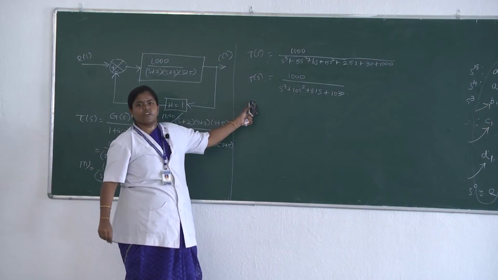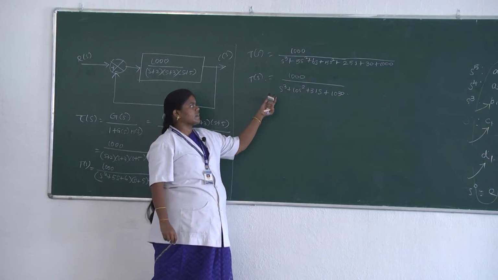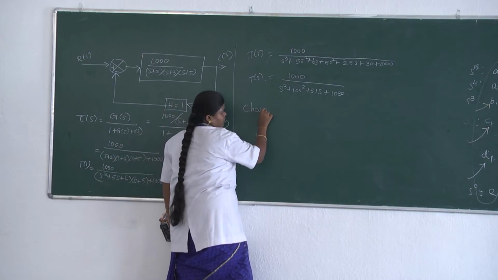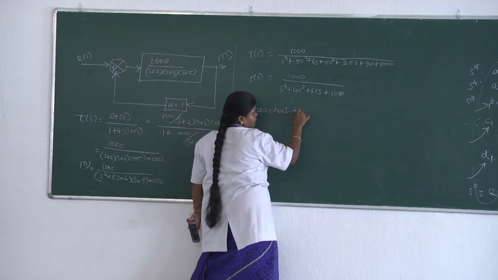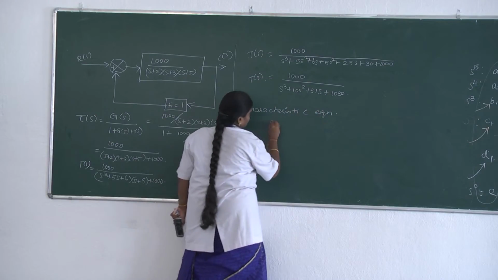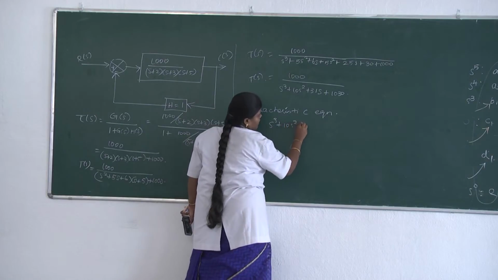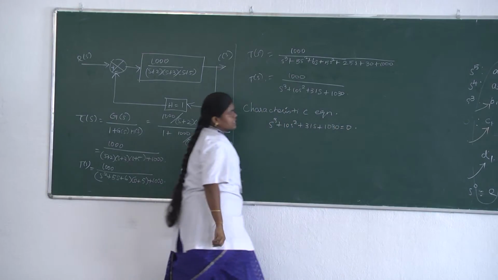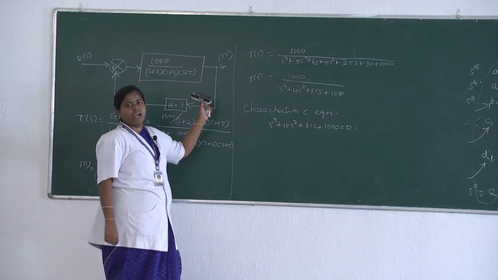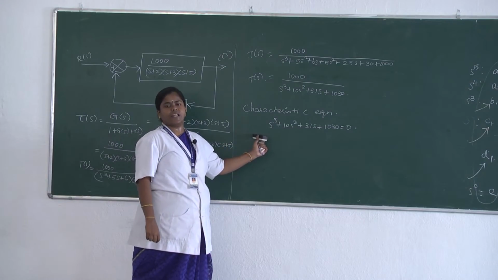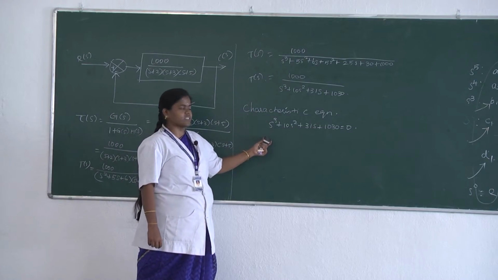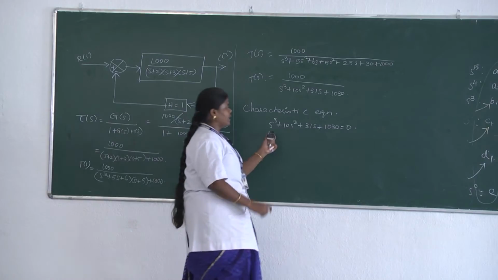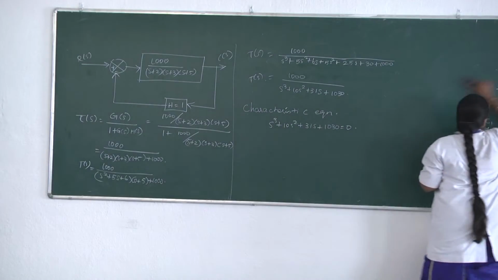And from this transfer function, what is our characteristic equation? Our characteristic equation is the denominator of this transfer function. So the characteristic equation of this system is given by S^3 + 10S^2 + 31S + 1030 = 0. This equation has to be taken into analysis to form a Routh array, and we are going to determine the stability of this given system. So let me form the Routh array for this characteristic equation.